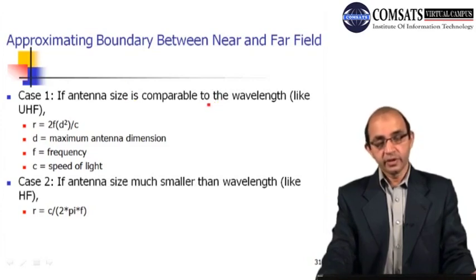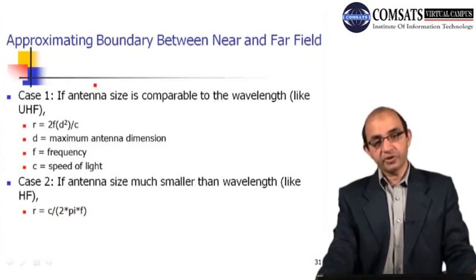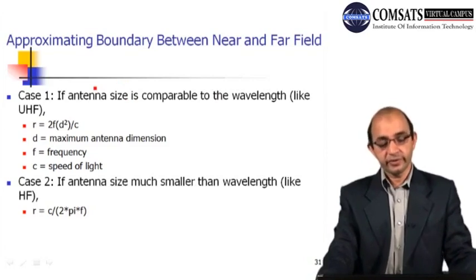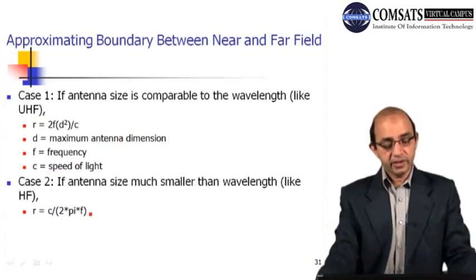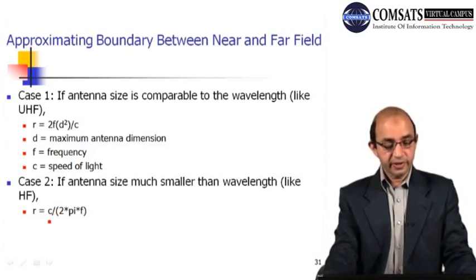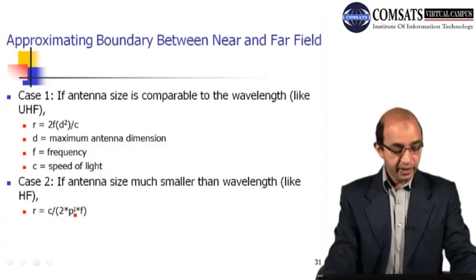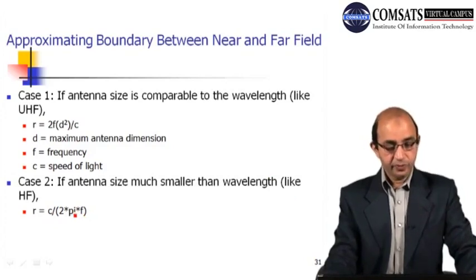As we know, the EM waves are traveling with some frequency, so we can also calculate the wavelength. For example, UHF, ultra high frequency. Here we have R equal to 2Fd² over C, where d is the maximum antenna dimension, F is the frequency, and C is the speed of light. In another case, if the antenna size is much smaller than the wavelength, like HF, high frequency, here we have R equal to C over 2πF, right? Again, F is the frequency, C is the velocity of light, and we all know the value of pi.